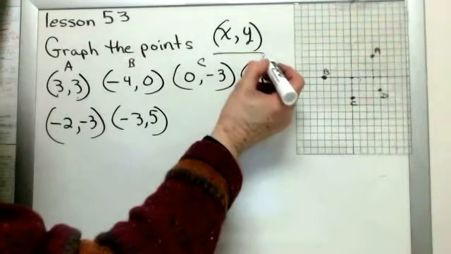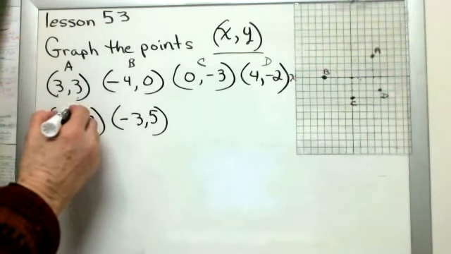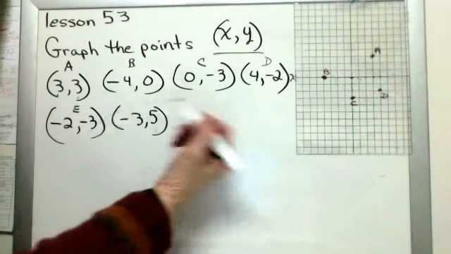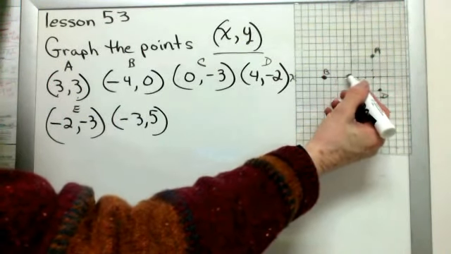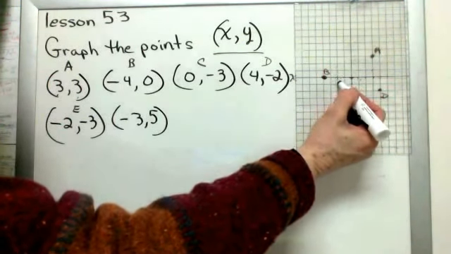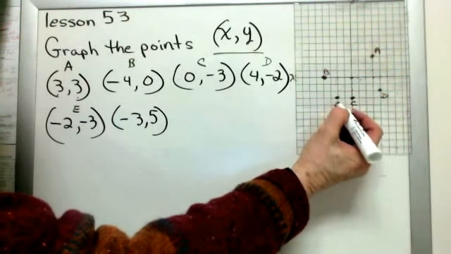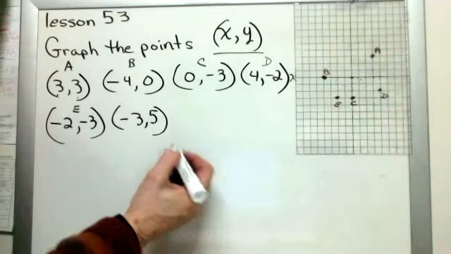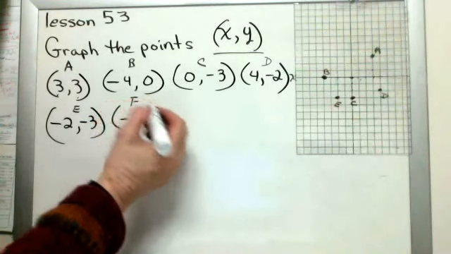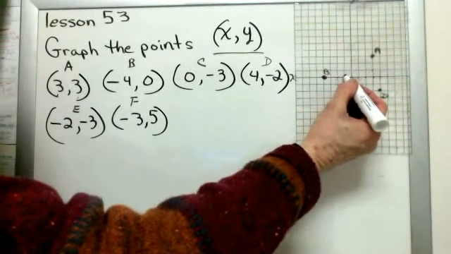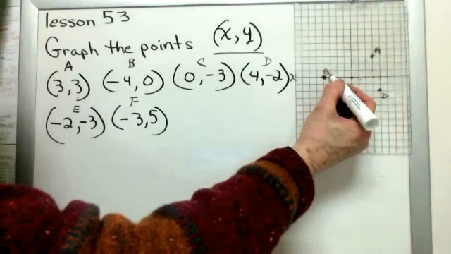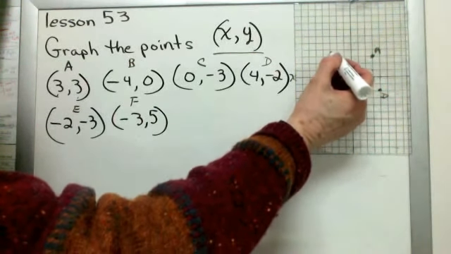All right, let's do E. Negative 2, negative 3. Start at 0, 0. Go 2 in the negative direction and 3 in the negative direction. There's point E. Okay, how about F? One more point. Negative 3, 1, 2, 3, and positive 5. 1, 2, 3, 4, 5.